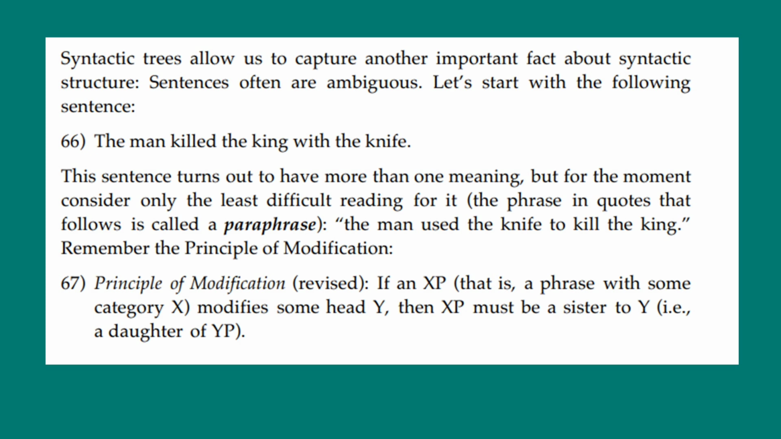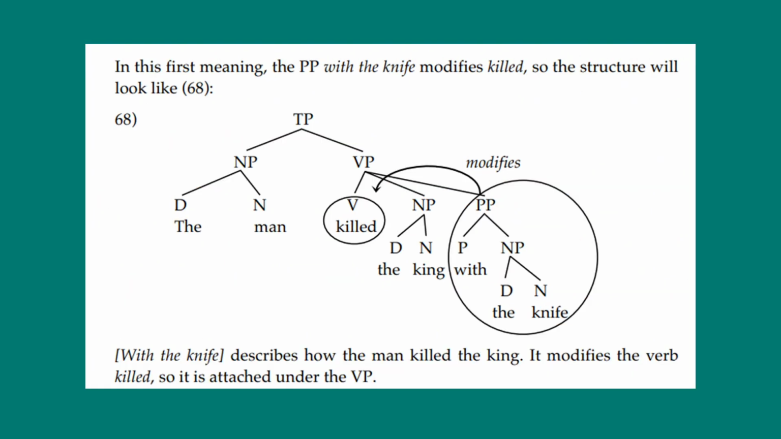Remember the principle of modification. Principle of modification, revised: if an XP, that is a phrase with some category X, modifies some head Y, then XP must be sister to Y, that is, a daughter of YP. In this first meaning, the PP with the knife modifies killed, so the structure will look like this. With the knife describes how the man killed the king. It modifies the verb killed, so it is attached under the VP, or the verb phrase.